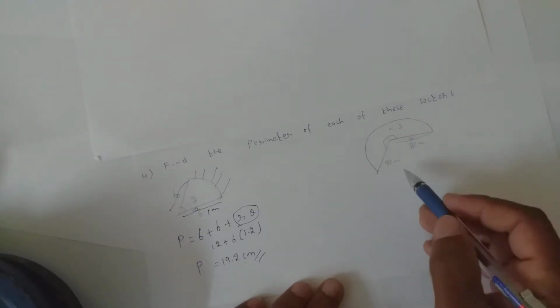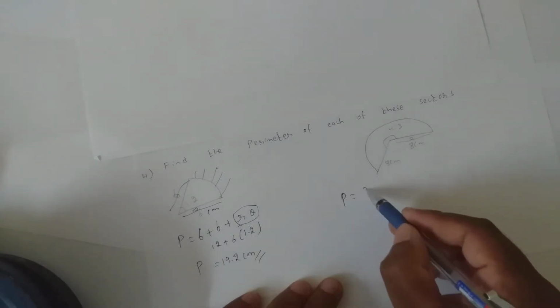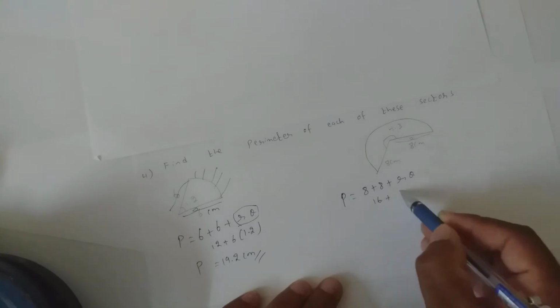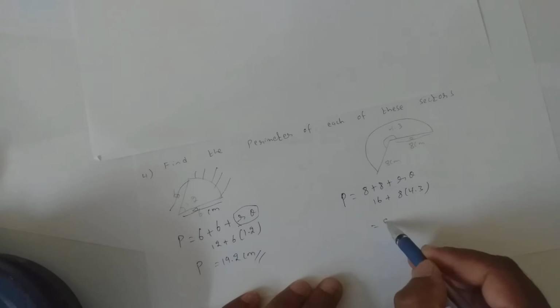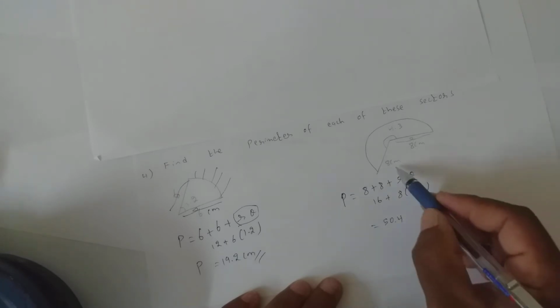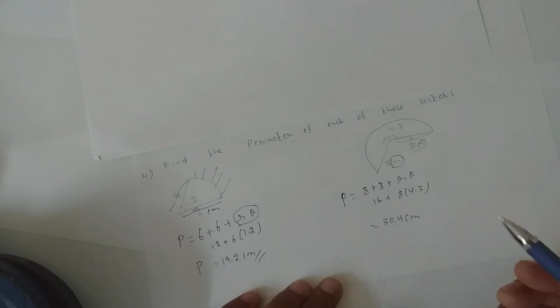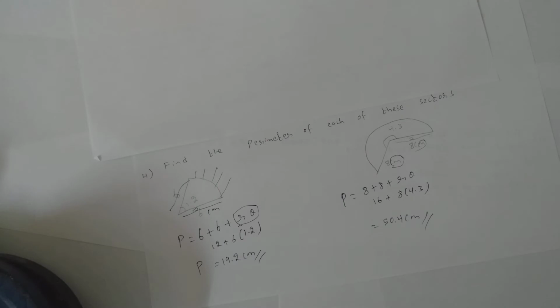Now the same example over here, they need the perimeter. So it's nothing but 8 plus 8 plus r theta. So it is 16 plus r, which is 8, into 4.3. If you put it in the calculator, you get 50.4. Radius is given in centimeters, so your perimeter also you will get in centimeters. This is how we calculate the perimeter of a sector. Add each of the outer parts. Am I clear?